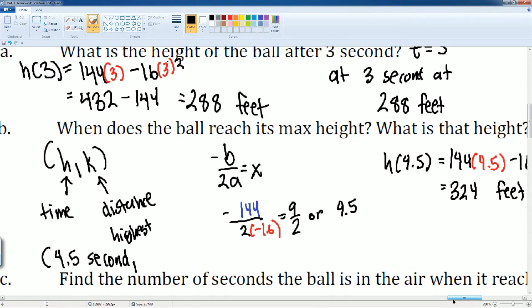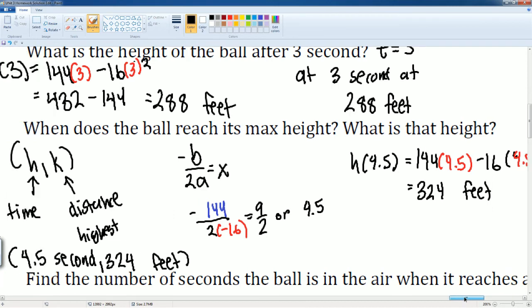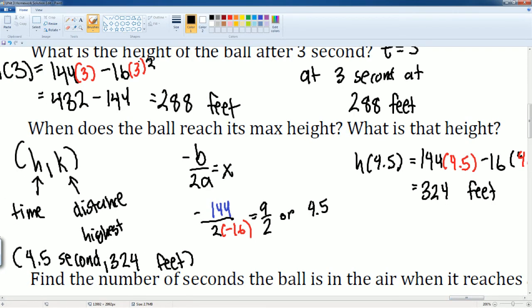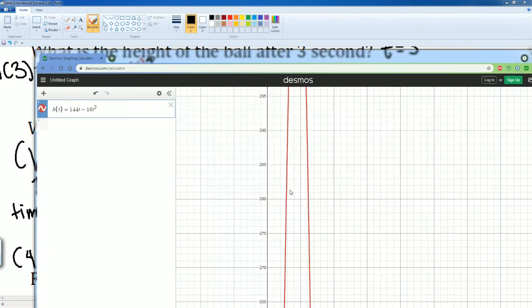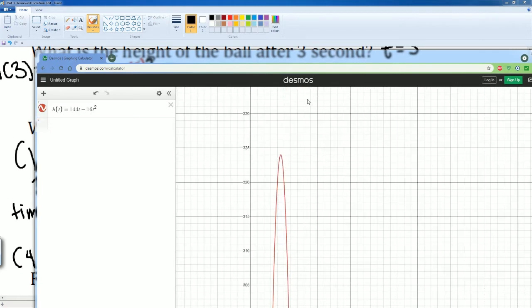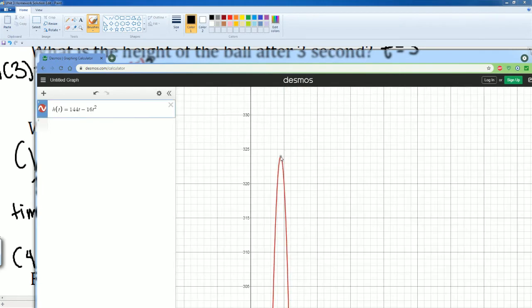So at 4.5 seconds, it is at 324 feet. That is its vertex. When does the ball reach its maximum height? At 4.5 seconds. And what height is it? 324 feet. We can double check by taking a look. We graphed it, and we can take a look. Boom, right here. At 4.5 seconds, it is at 324 feet.